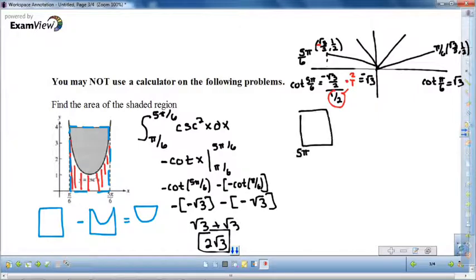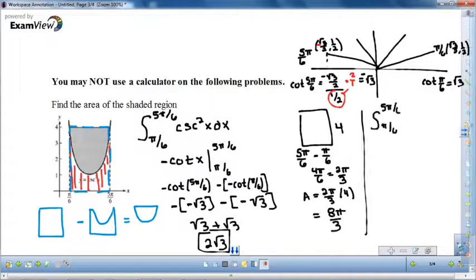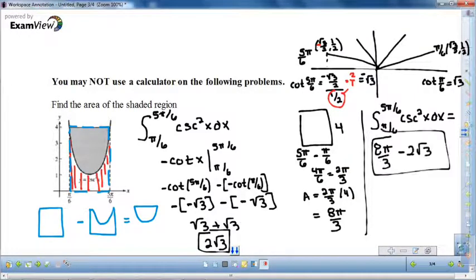So now I'm going to find the area of the rectangle. So the rectangle, the base is 5 pi over 6 minus pi over 6. I'm just subtracting. So I get 2 pi over 3 times 4. So I'm going to have 8 pi over 3. So the area, which is not going to be this part right here. So my area is going to equal 8 pi over 3. So that's the rectangle. Subtract the area of the cosecant, which is 2 square root of 3.